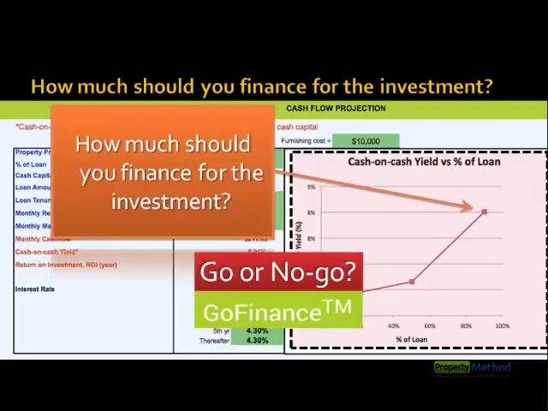So now we understand why this exclusive method of investment analysis is called Go Finance. It's used to analyze if an investment is worth borrowing, worth financing or not. It is exclusively shared with all the members in this course. And by following this method, an investor can decide whether his investment is a go or no go to finance and leverage for maximum return.